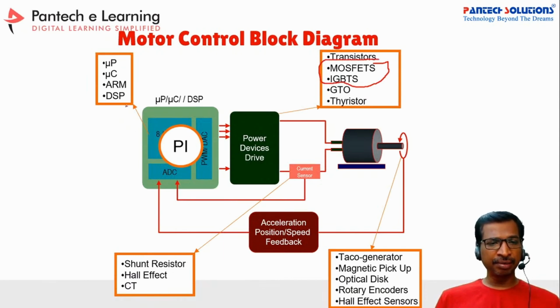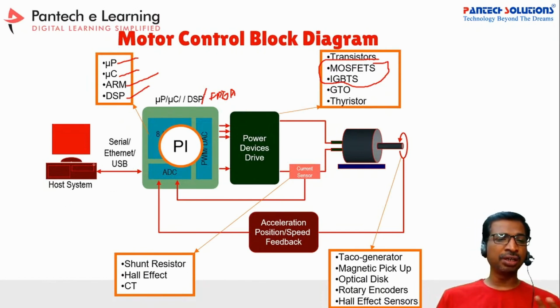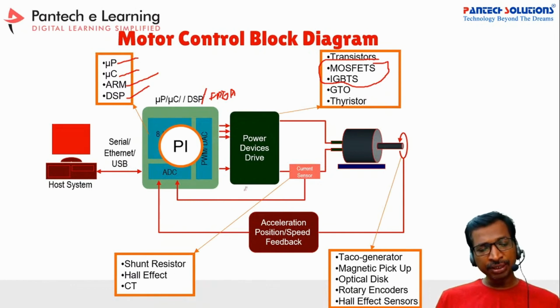Similarly, in the controller section, you can use a microprocessor, microcontroller, ARM processor, DSP processor, as well as an FPGA processor. You have to choose a similar kind of processor. You develop the application code on the computer, and via USB or Ethernet you download the application code to the microcontroller. The microcontroller senses the application code and, based on it, generates a pulse width modulation. So this is the generalized block diagram for motor control applications.